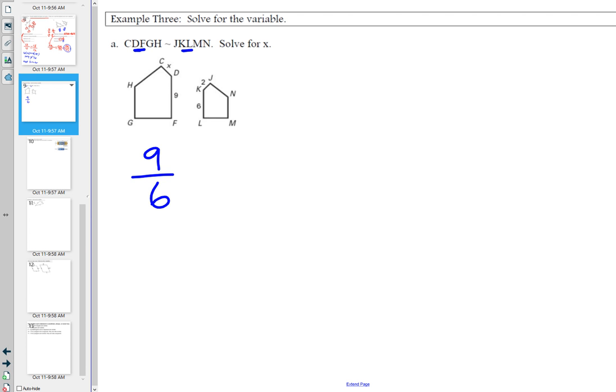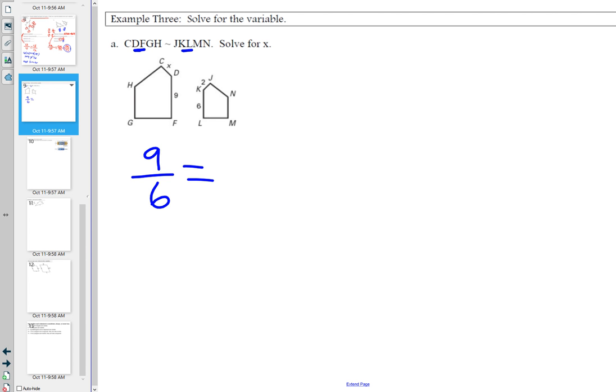If they were only asking you for the scale factor, if the question said state the scale factor, you would not receive full credit if you left it as 9 over 6. You'd have to put 3 over 2, simplest form. But now this is not asking us for the scale factor. This is asking us to find a missing side. So 9 over 6 will work just as fine as 3 over 2. You'd end up with the same thing.